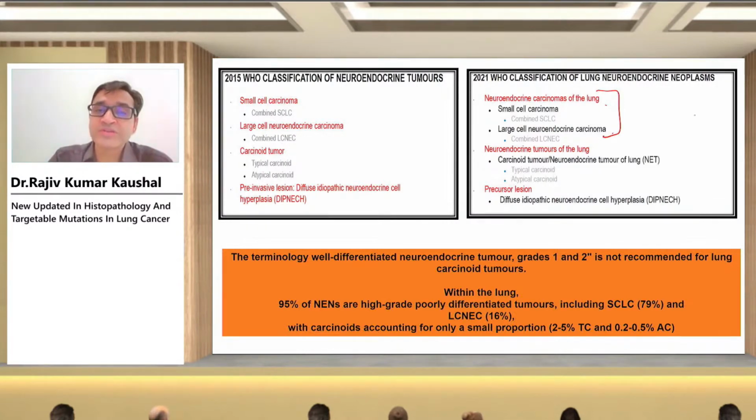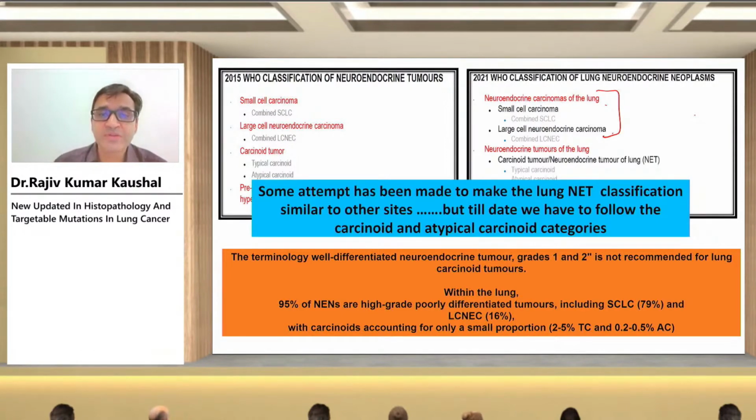So there is some attempt to make it more uniform as for the other sites. So carcinoids and atypical carcinoids, the terminology is still used in the lung, and at other sites we use neuroendocrine tumors grade 1, grade 2, and grade 3. So in this WHO the terminology is still continued.